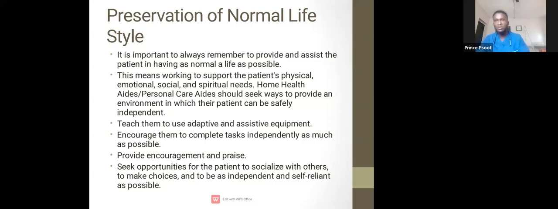And this means working to support the patient's physical, emotional, social, and spiritual needs. I repeat, you support them with their physical, emotional, very important, social, quite important, and spiritual needs. Home health aides and personal care aides should always seek to provide an environment in which their patients can be safely independent. Safely independent in what sense?